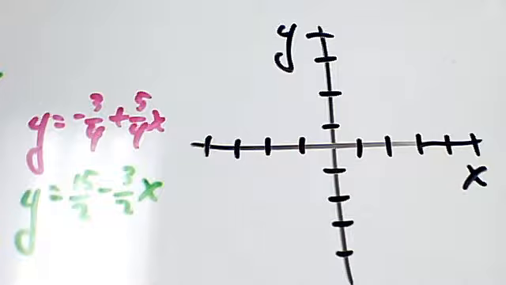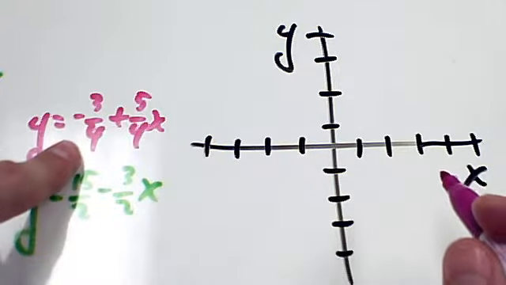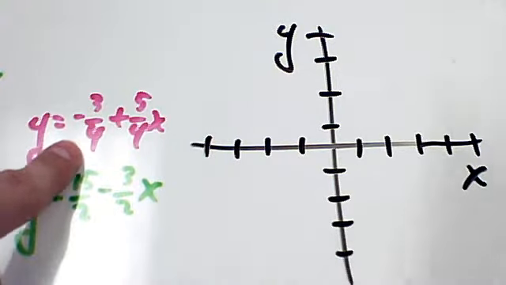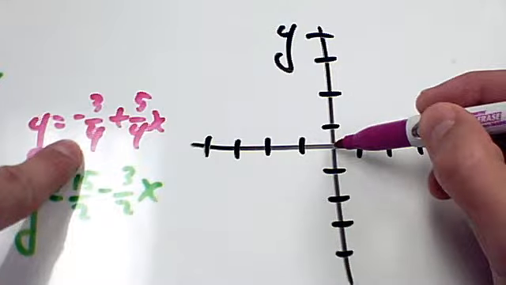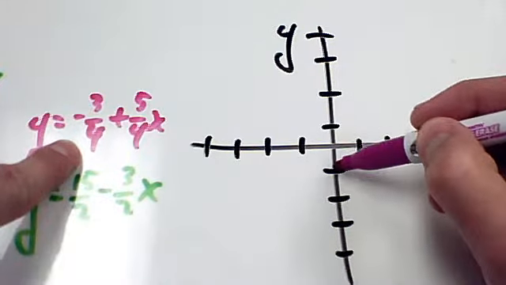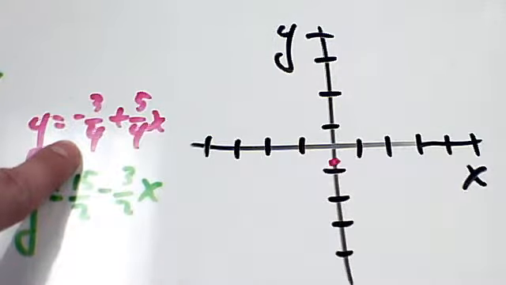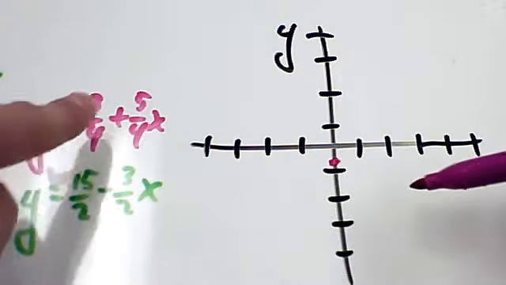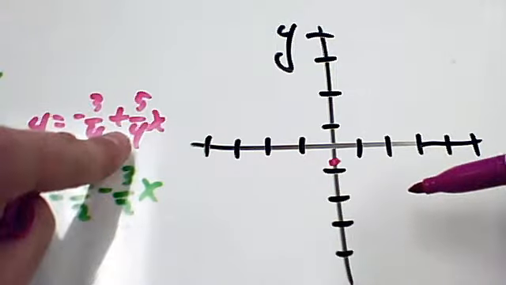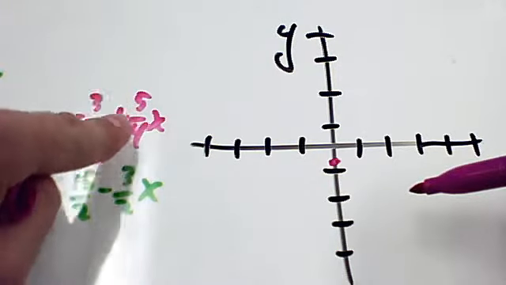Okay, so we need to graph these. Let's start with the purple one. It looks like we have a y-intercept of negative 3/4. Well, negative 3/4 is just 3/4 of the way to 1. So here's 1. Negative 3/4 is right here. And our rise over run, our slope, is 5/4.